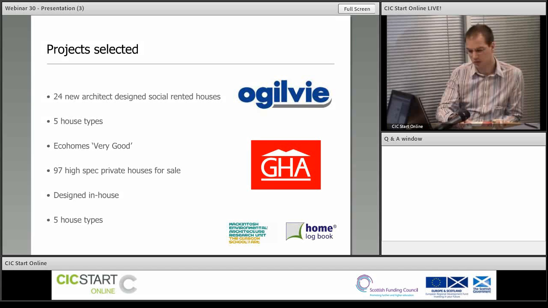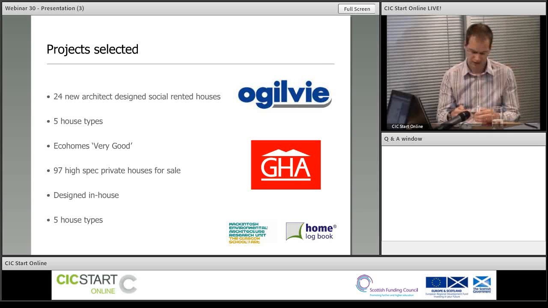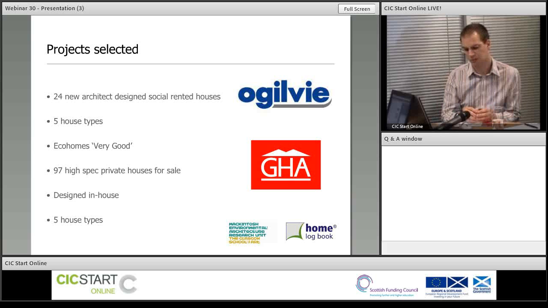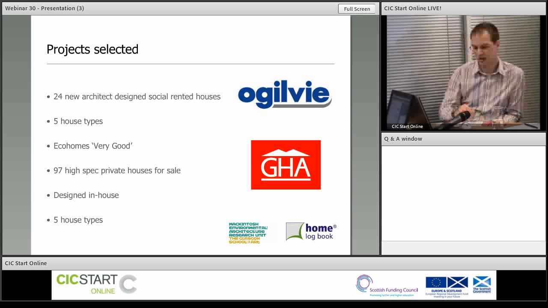We also worked with the GHA on 24 new social rented houses. They were architect designed. We looked at 5 different house types of that. They met Eco Homes Very Good. So this guide is actually in addition to the Eco Homes guidance that's required, but is significantly bulkier as guidance. And it was an architect-led project. Again, that's quite important in coming to the information.